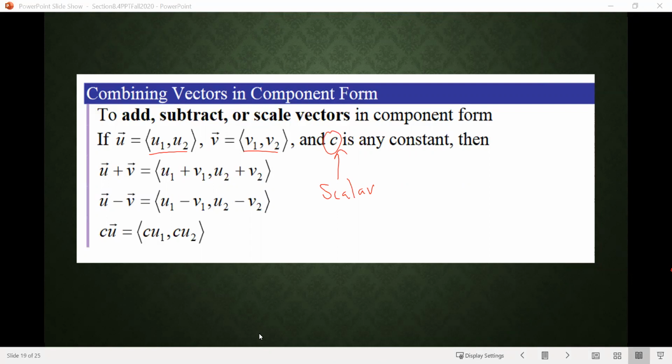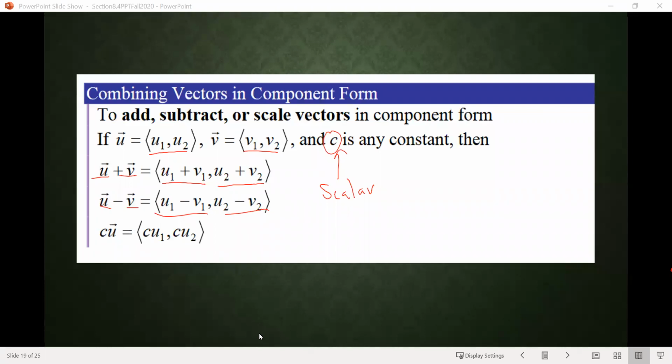Okay, so if we're going to add two vectors in component forms, the way it works is we add their x and y components. Then for subtraction, we subtract their x and y components. And in this case, notice that the order matters. Because we're doing vector u minus vector v, inside of the components we have the u components minus the v components.